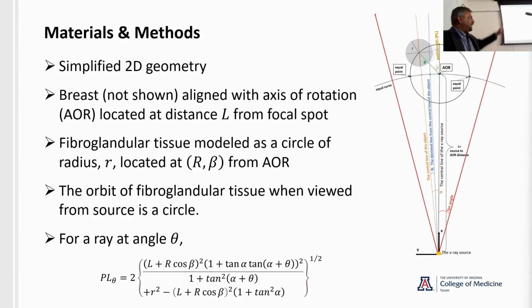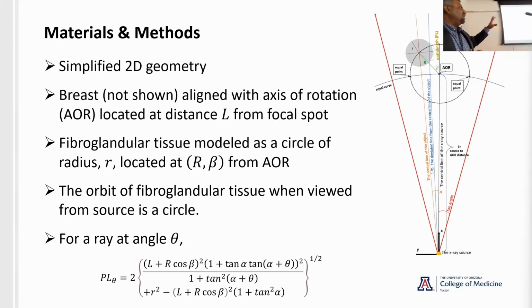Anyway, the AOR in the center is the axis of rotation, and your breast is aligned with the axis of rotation. We model the fibroglandular tissue as a circle, the gray circle, which is at a distance capital R, and the radius of that circle is small r, and L is the distance from the source to the axis of rotation. And when you look at the orbit of that fibroglandular tissue, it's a circle, and then we can take one ray, and here we are looking at a ray at angle theta, and calculate what's the path length for that ray.